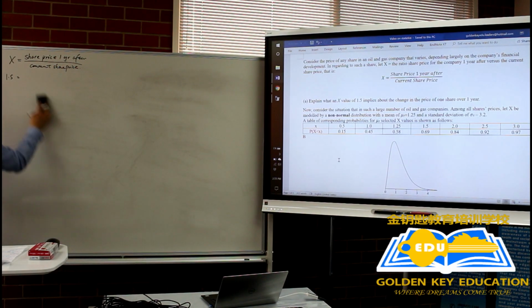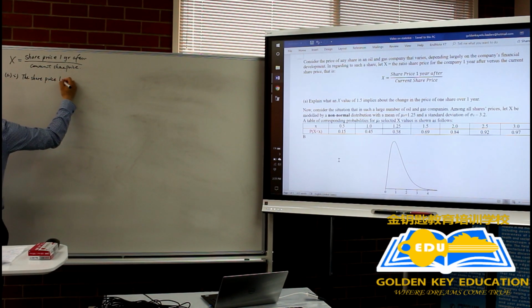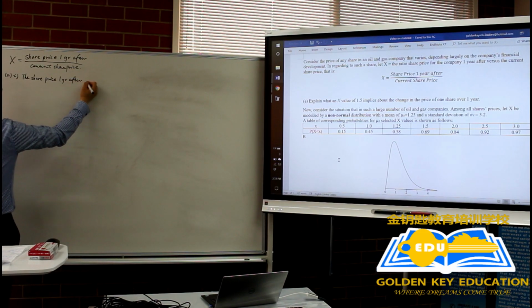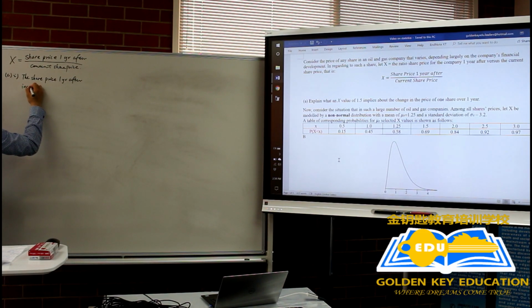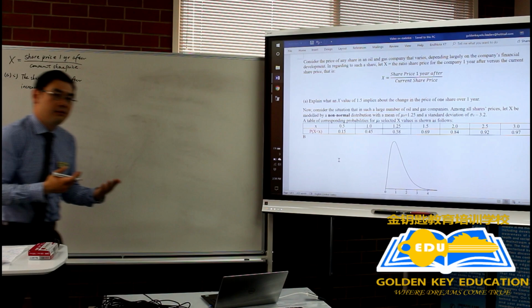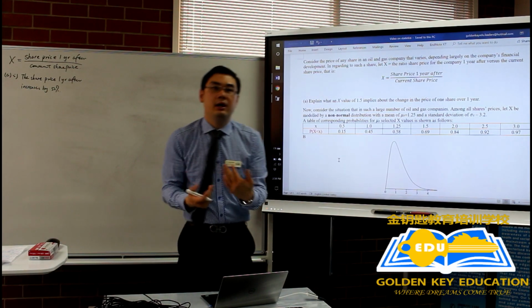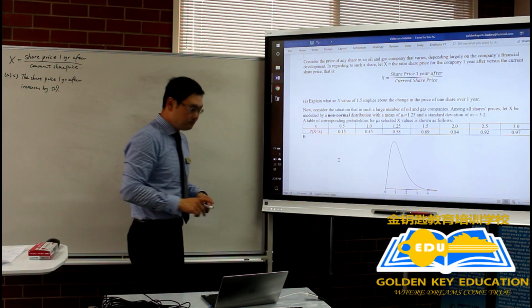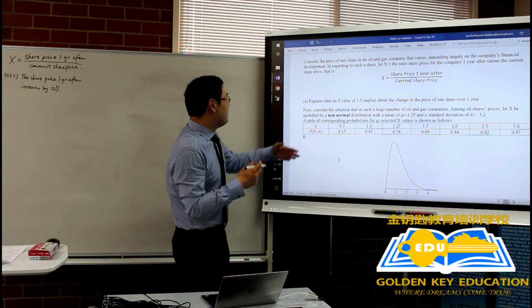So in that case, we can say the share price 1 year after increases by 50%. So it's like $2, for example, for the current price, and after 1 year, it will become $3. Okay, so continue from here.